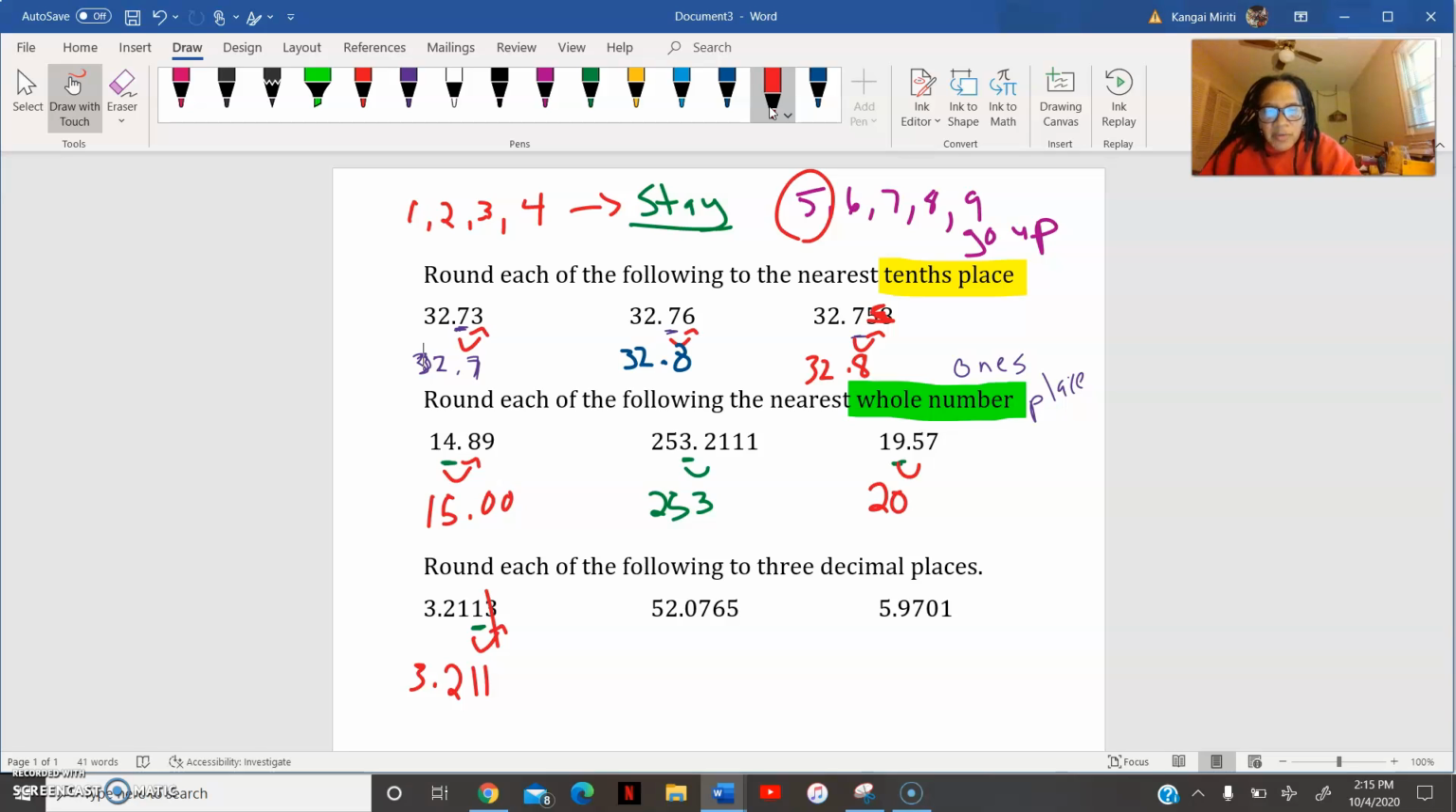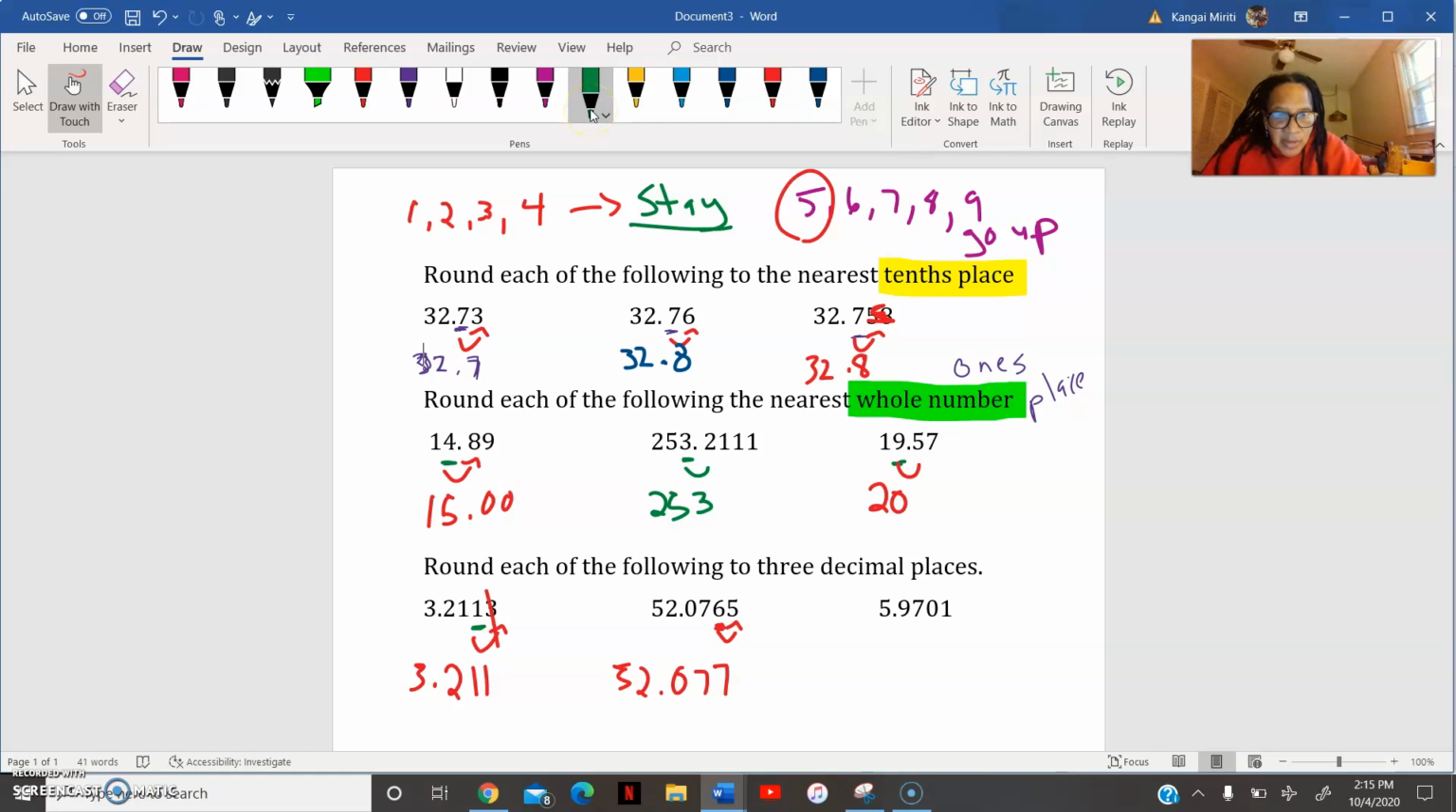The same thing here. If we're rounding to 3 decimal places, you find the third place going this way. It's a 6. The 6 looks to the right and sees a 5. The 5 pushes the 6 up to a 7. So the final answer is 52.007.